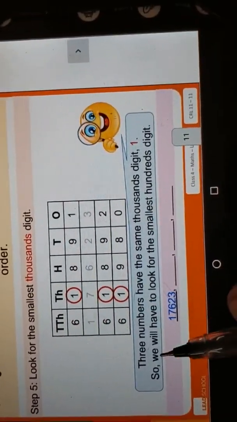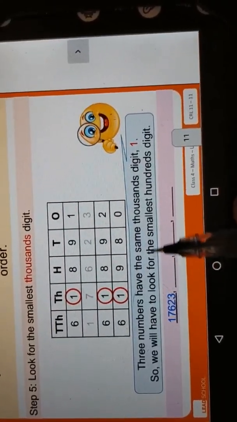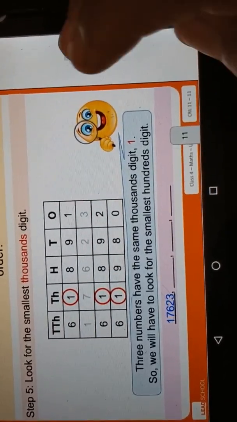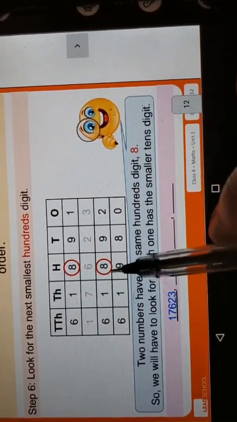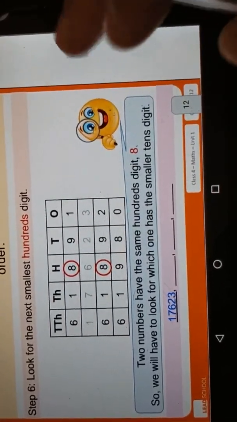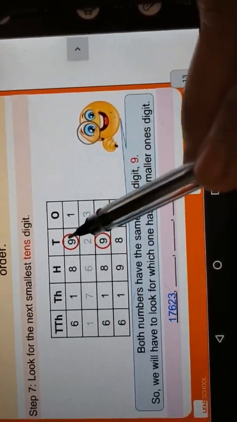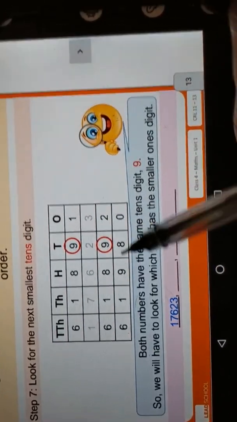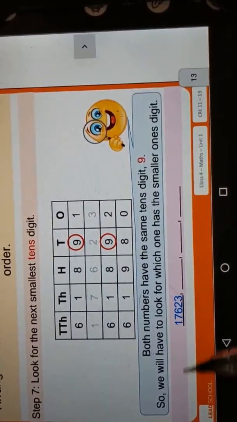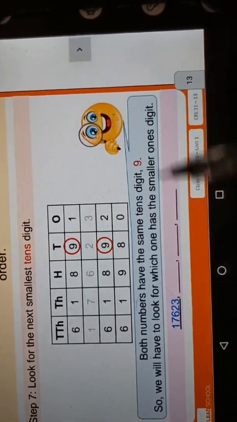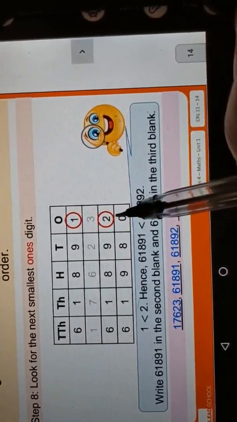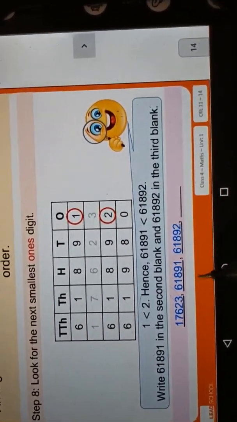So first of all we have to write 61,891. Their numbers have the same 1,000 digit. So we have to look at the next smallest digit. The smallest is 8. Correct? But 2 numbers are the same. Now again we look at the next digit, 9 is there. Both numbers have the same tens digit 9. So we will look at which one has the smallest digit. That one number has a 1.